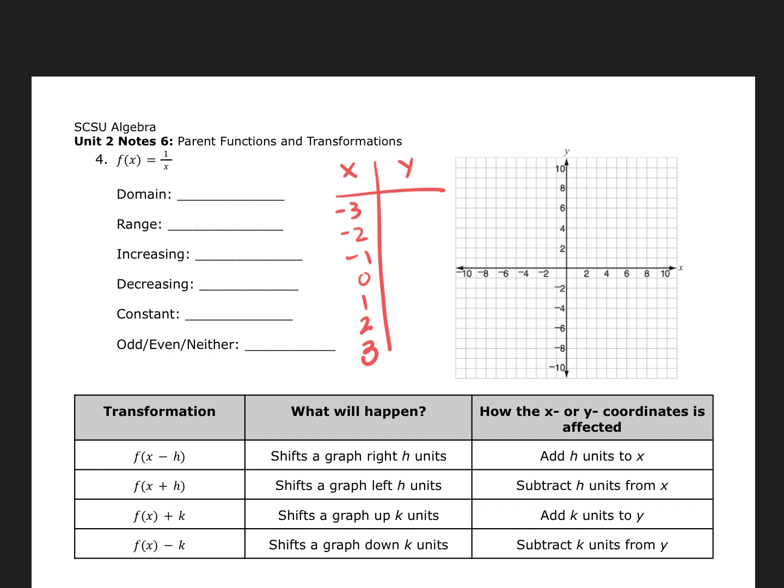When I do 1 divided by -3, I'm going to leave it as -1/3. I don't want decimals, so leave them as fractions. 1 divided by -2, -1/2. 1 divided by -1, -1. 0, 1, 1/2, 1/3. Okay, so we're going to plot these as nicely as we can.